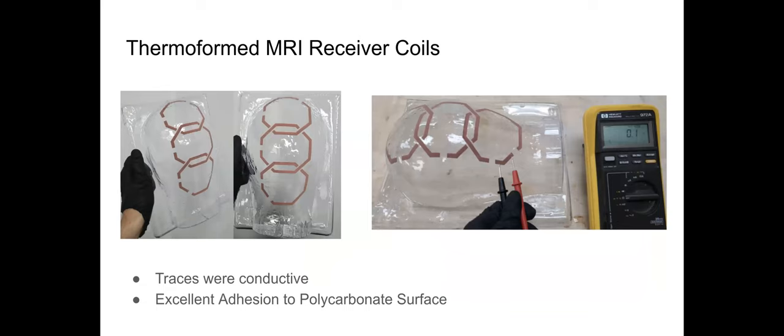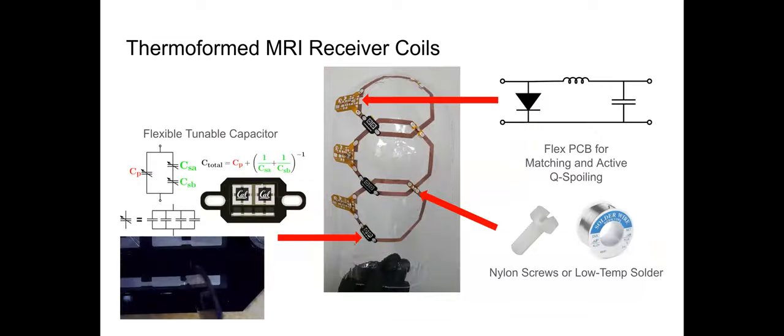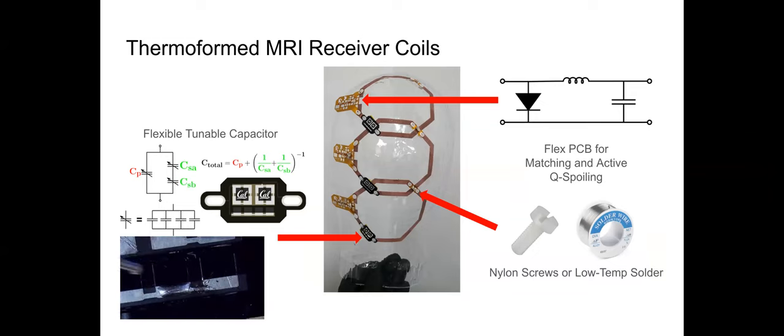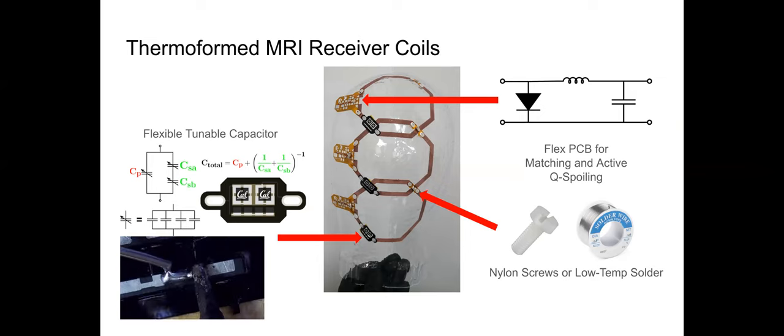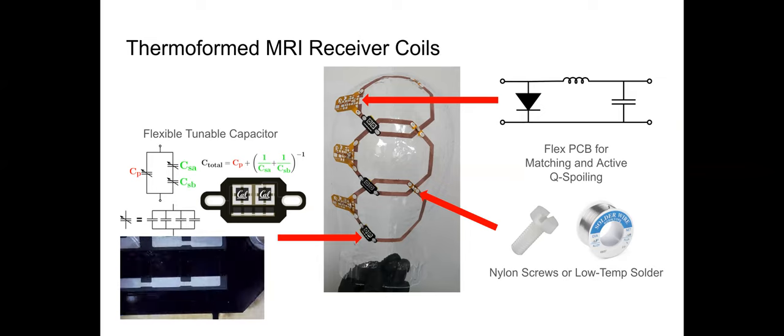Once we remove the coil from the plating bath, it was tested for conductivity, and the image to the right demonstrates that the traces are conductive. So to tune and match the coil, a flexible tunable capacitor was used to shift the center frequency of the resonator. And additionally, a flex PCB was used to house the matching and active detuning circuits.